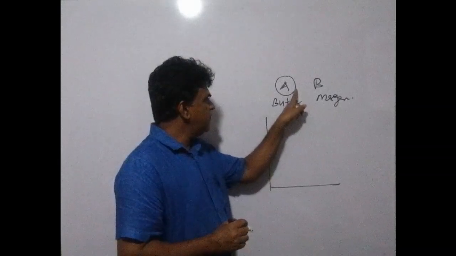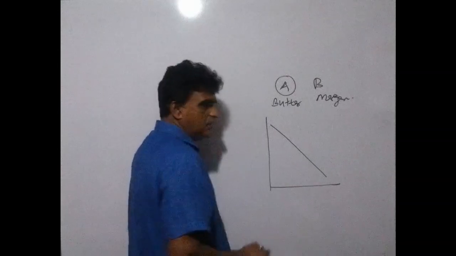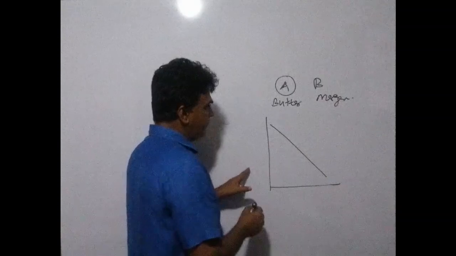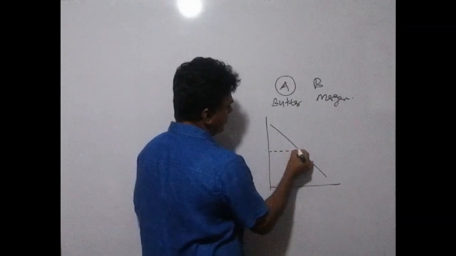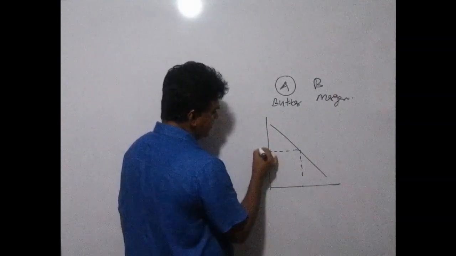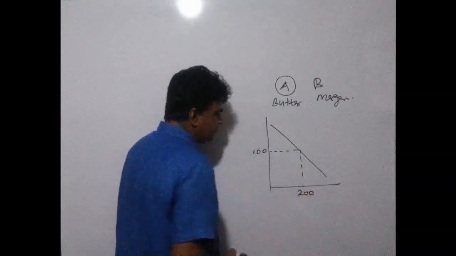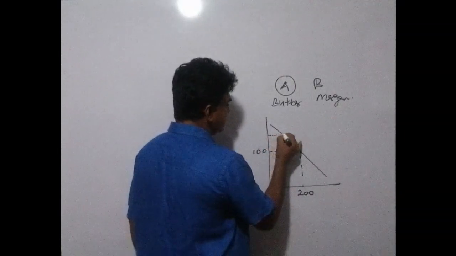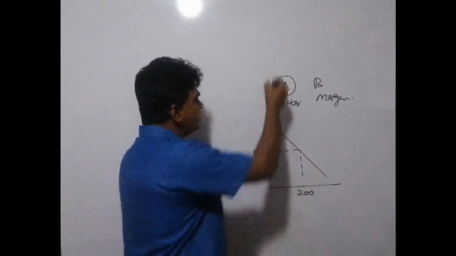Substitution effect means, now if we are going to draw a demand curve of good A, that means butter, this is also a downward sloping demand curve, right? As an example, at this level the price is 100 and quantity demanded is 200, right? Now the butter price increases. Then what is the substitution effect? Now we are going to talk about the substitution effect.